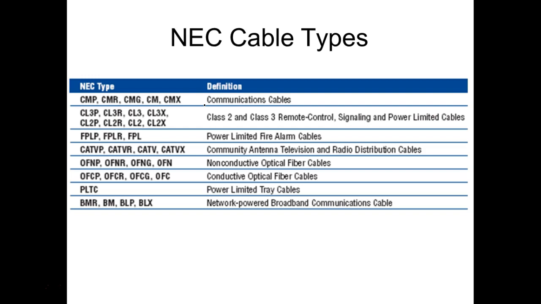CATV, these are going to be your communication cables for your television and your radio. OFNP, so OF is optical fiber. These are going to be all your different fiber optic cables. PLTC, these are going to be power limited, and then BMR, these are going to be network powered broadband communication cables.